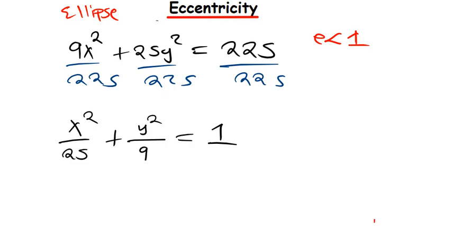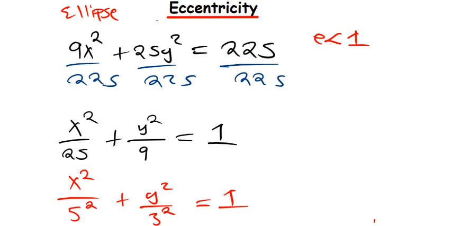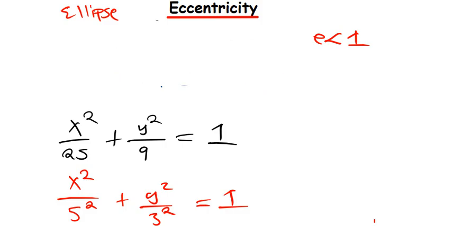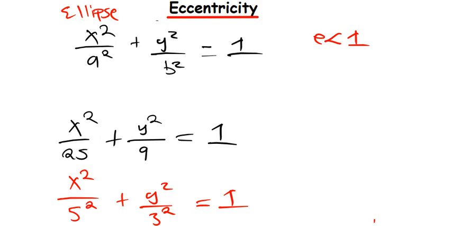So this 25 is greater than the 9, right? So you can have x squared over 5 squared plus y squared over 3 squared. We're just expressing them in terms of squares because that's what the basic formula tells us. So we understand that where there is 5, it's a squared, and where there is 3, it's b squared.